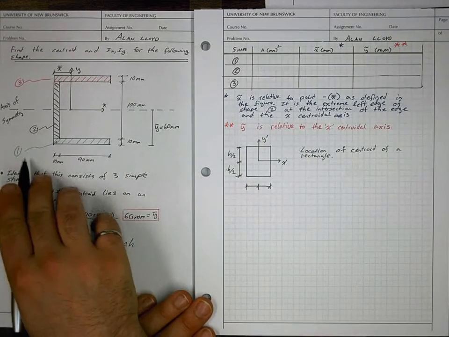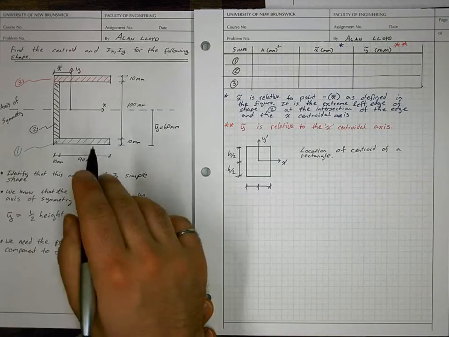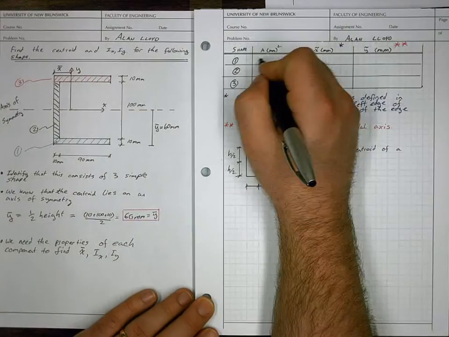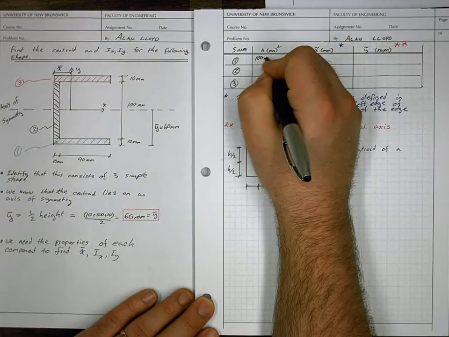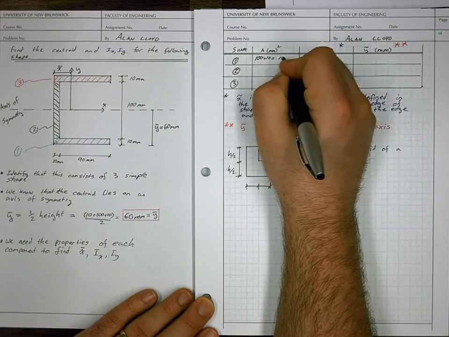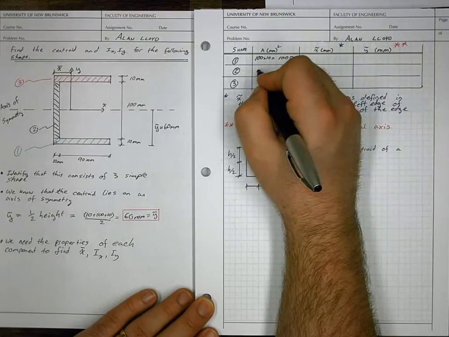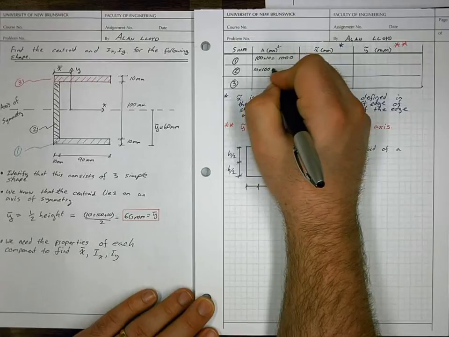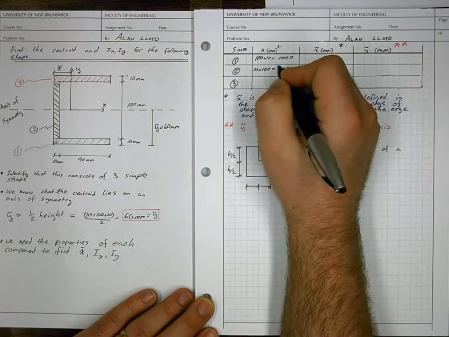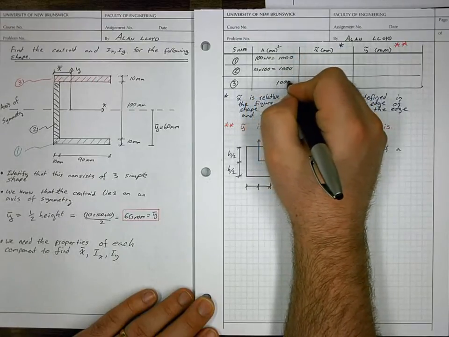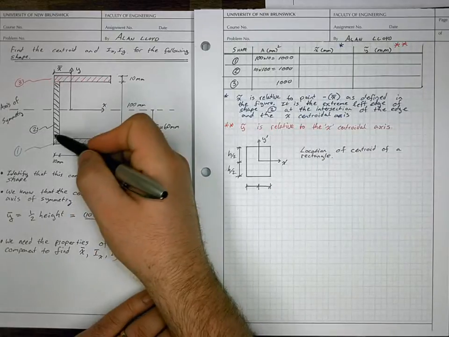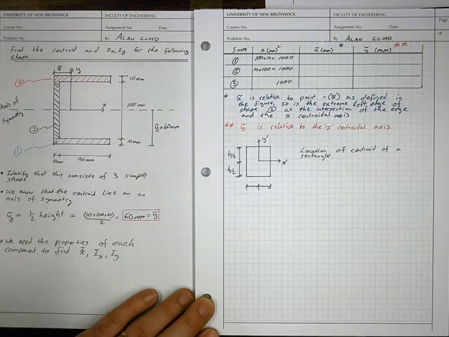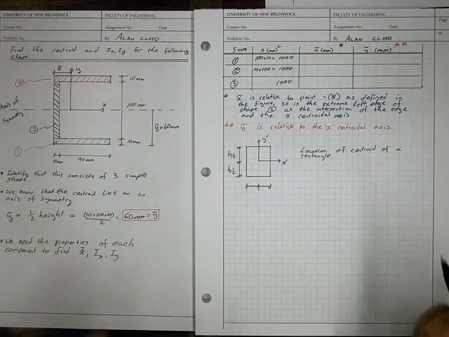So for component number 1, our area is simply 100 times 10, which is equal to 1,000. For component 2, our area is 10 times 100, which is equal to 1,000 as well. And component 3 is also equal to 1,000. So we take the height for component 2 and the width is 10.